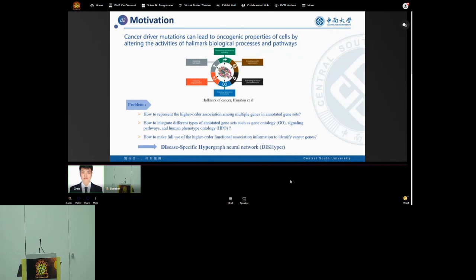To tackle these problems, we introduce HyperGene. HyperGene is a novel method to identify cancer genes based on annotated gene sets and hypergraph neural networks.